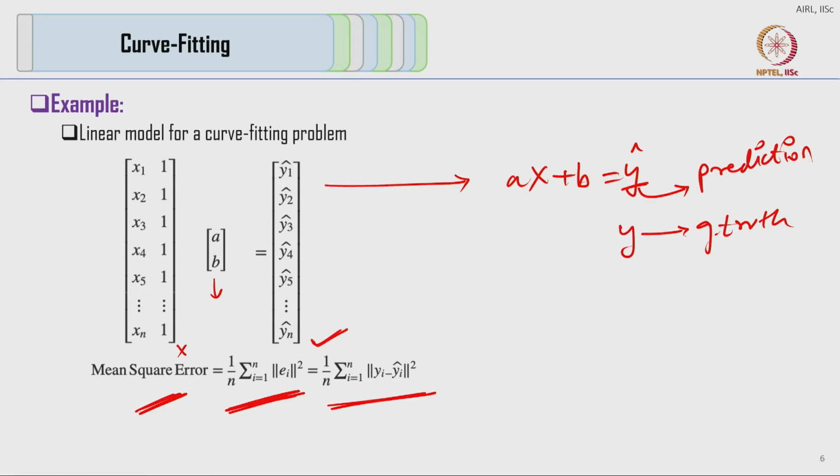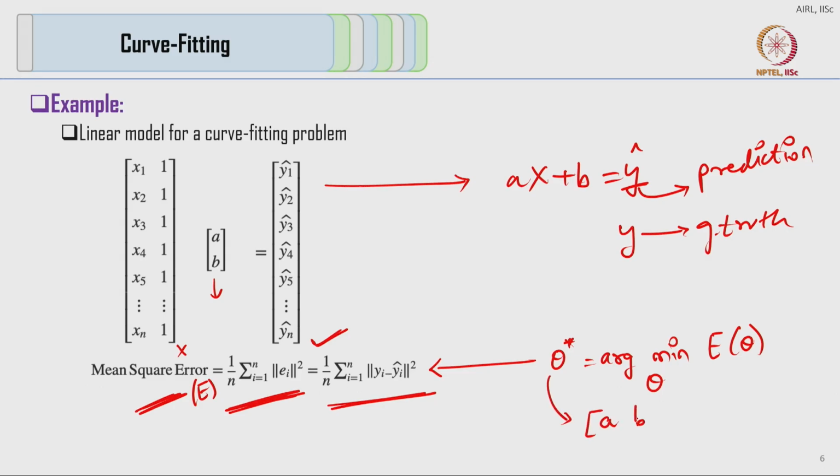Essentially we want to now look at this error and try to see how we can minimize it. If I want to write an optimization algorithm, I would write argmin of E(theta), and this would give me theta star, and in this example our theta star is a comma b, which are the learnable weights.